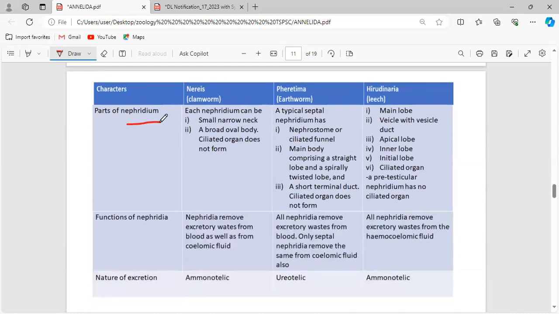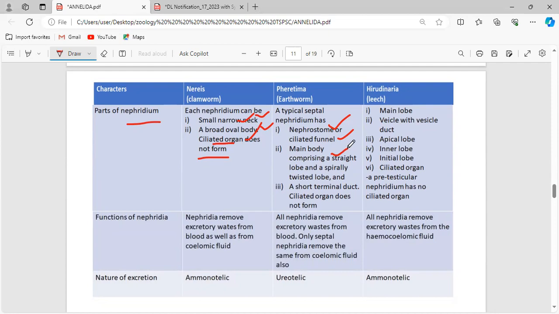Okay. Now, parts of the nephridium. What are the parts present in the nephridium? A neck is present and a body is present; a ciliated organ does not form here. Just a neck and a body. That is how we can explain the structure of the nephridium. But in the case of earthworm, it has a nephrostome or ciliated funnel, through which the organism sends out its excretory waste to the exterior. Okay, this is a nephrostome or ciliated funnel.